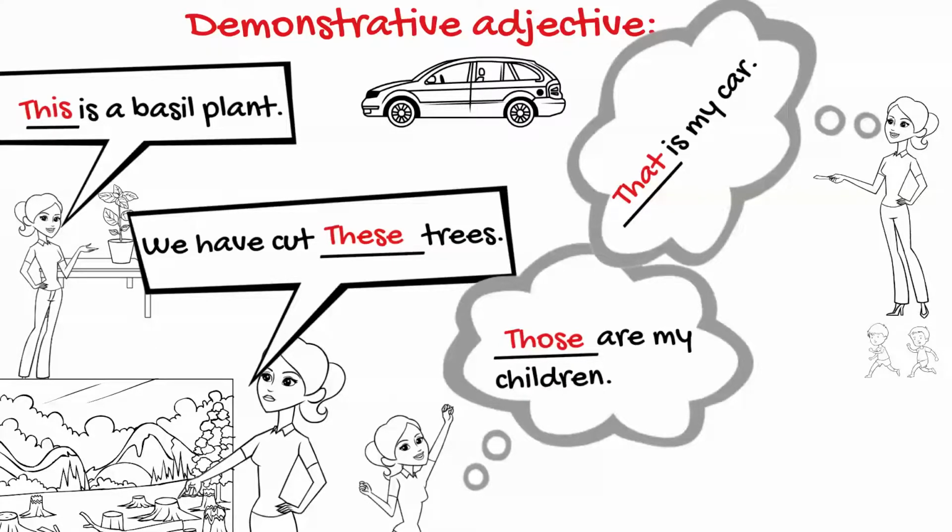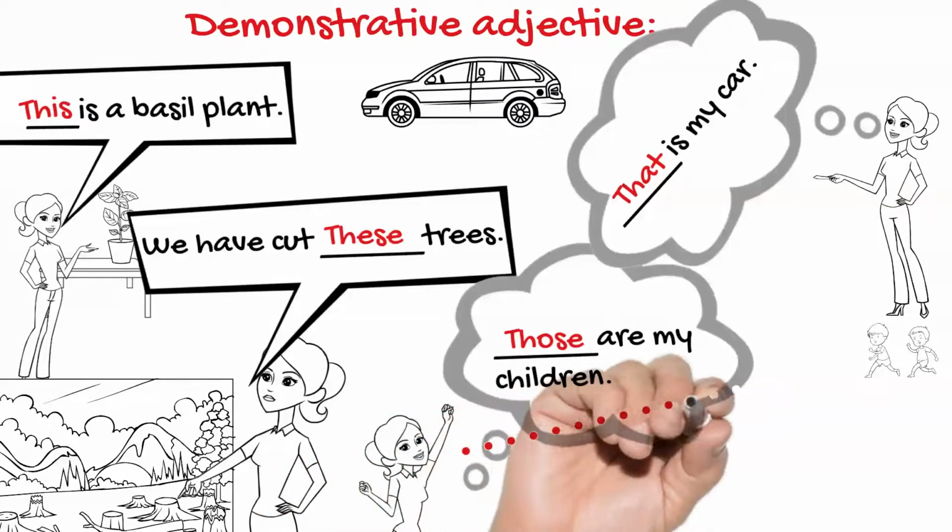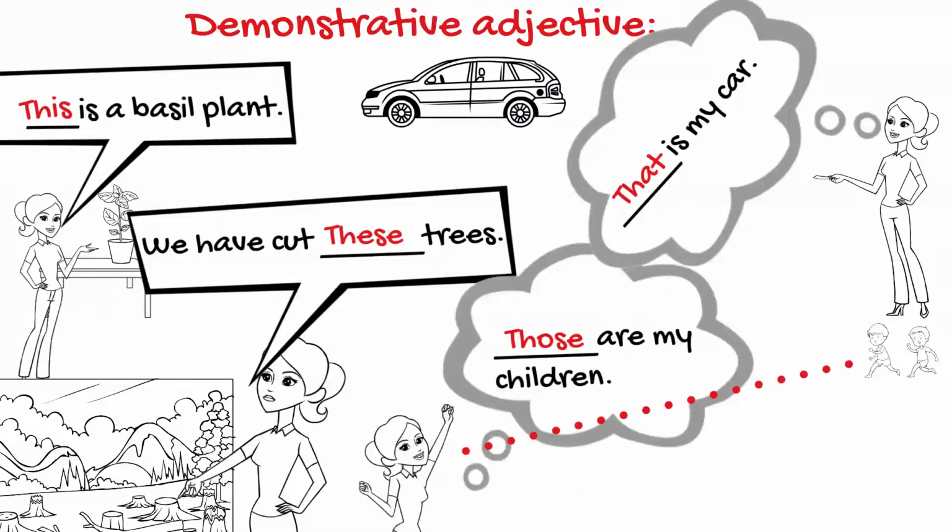We point out nearby things with the adjectives this and these. The farther away things or nouns are mentioned by that and those. I hope you have grasped demonstrative adjectives thoroughly with the given examples.